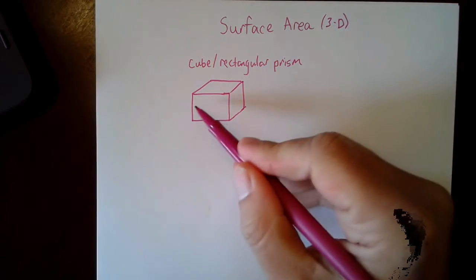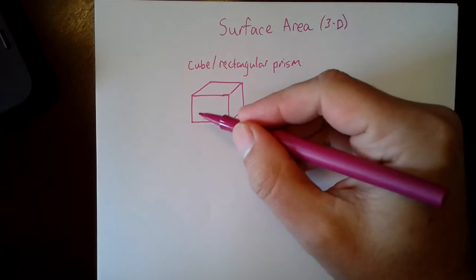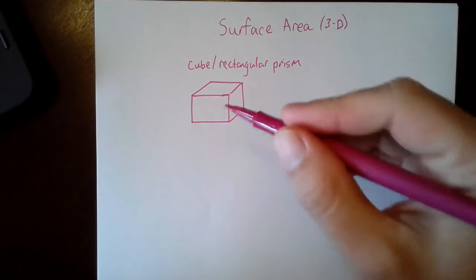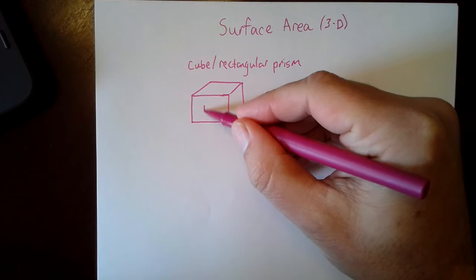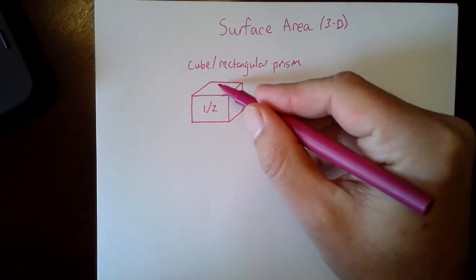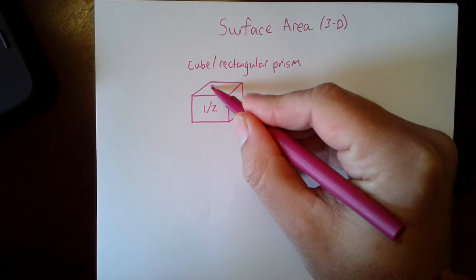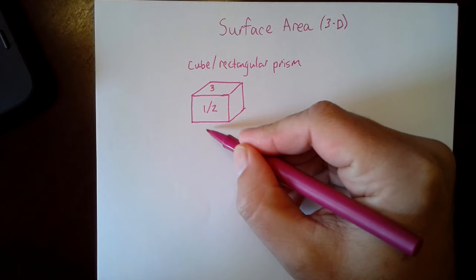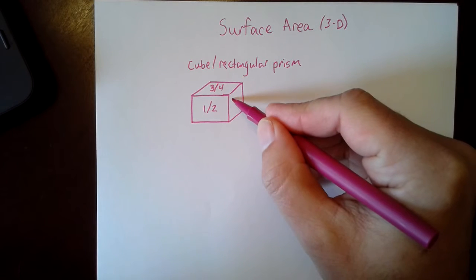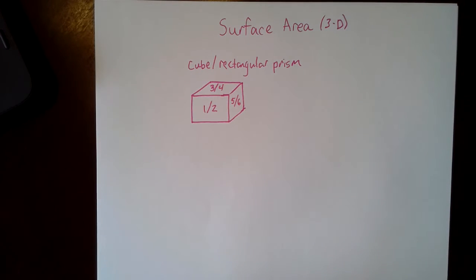All right. So a rectangular prism or a cube will have six different faces, six different surfaces. We have the front, and then we have the back, the side we can't see, opposite it. We have the top, and then underneath it is the bottom. And then we have the right side and then the left side. So two of them will be exactly the same.